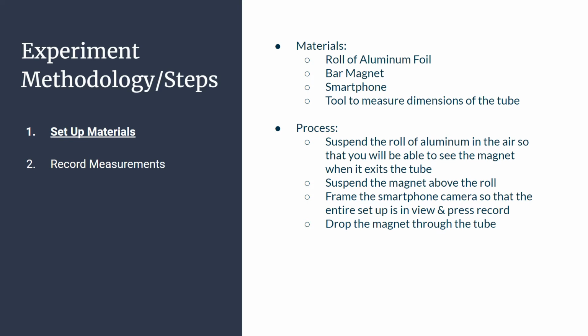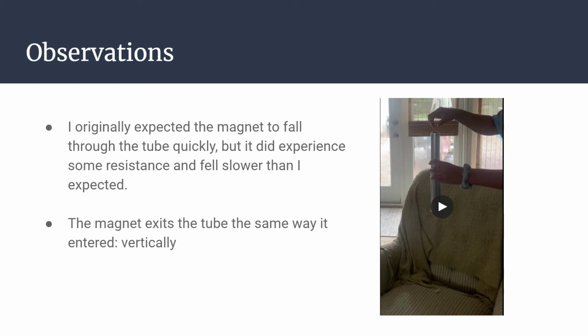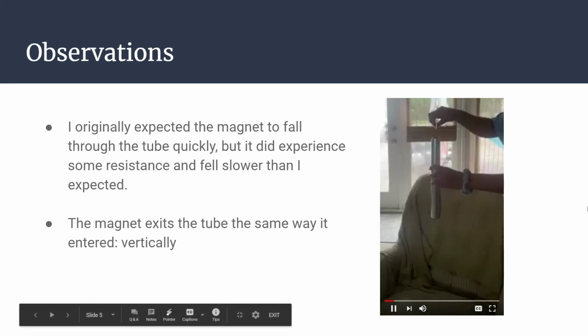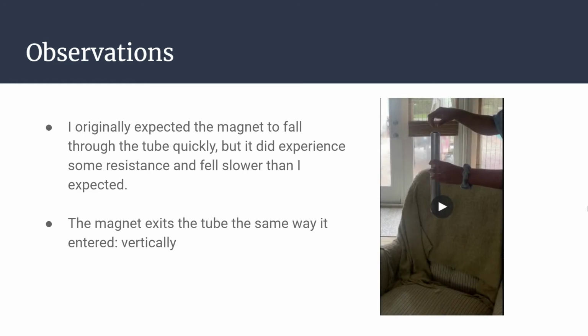My observations were that I originally expected the magnet to fall through the tube very quickly, but it did experience some resistance and fell slower than I initially expected. The magnet also exits the tube the same way that it entered, which was vertically. And here is a video of the process, which I used to get the times in the next piece.